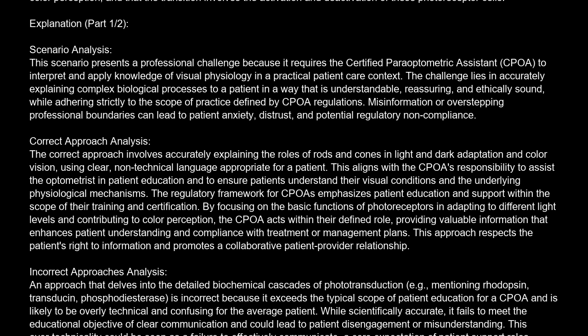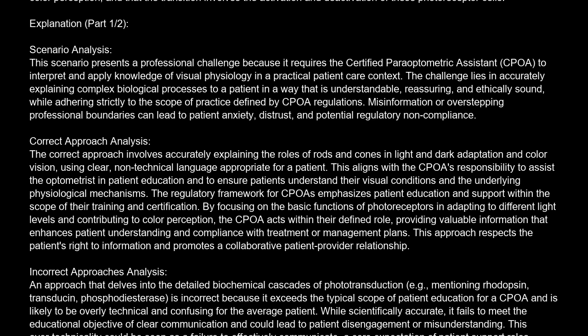Explanation. Scenario analysis. This scenario presents a professional challenge because it requires the certified paraoptometric assistant, CPOA, to interpret and apply knowledge of visual physiology in a practical patient care context. The challenge lies in accurately explaining complex biological processes to a patient in a way that is understandable, reassuring, and ethically sound, while adhering strictly to the scope of practice defined by CPOA regulations. Misinformation or overstepping professional boundaries can lead to patient anxiety, distrust, and potential regulatory noncompliance.